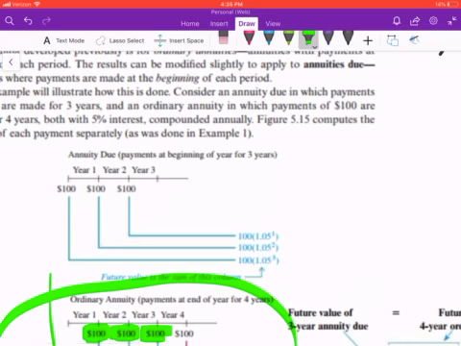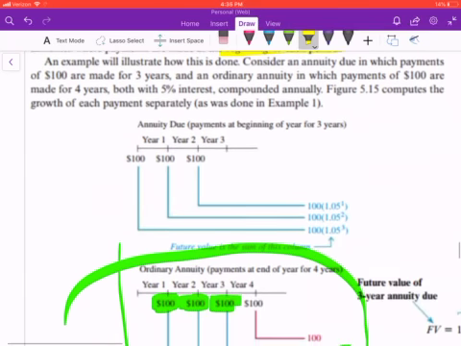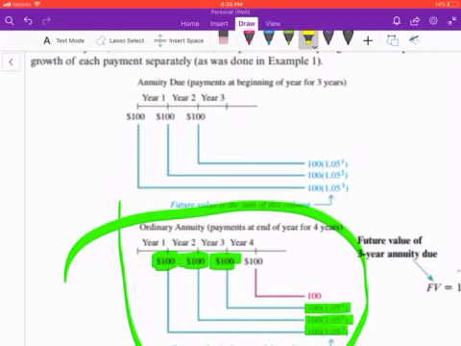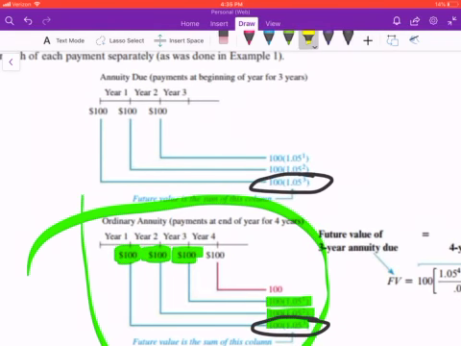Now, with an annuity due, the payments are made at the beginning of each period. And because of that, you could make the same amount of money as what we have it shown here. If you have an annuity due for 3 years, or if you have an ordinary annuity for 4 years. So to make the same amount of money, you will have to have an extra year in the ordinary annuity.